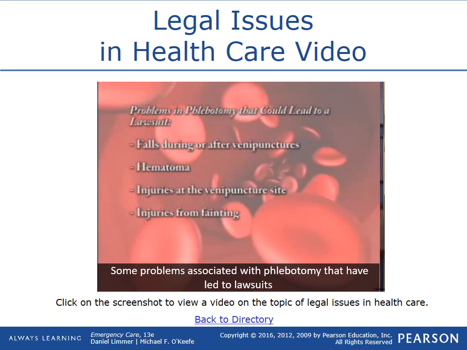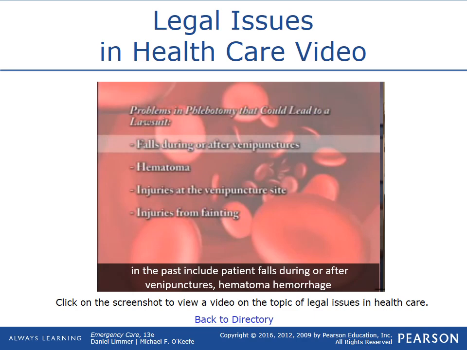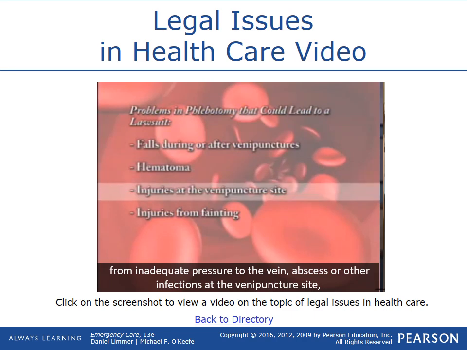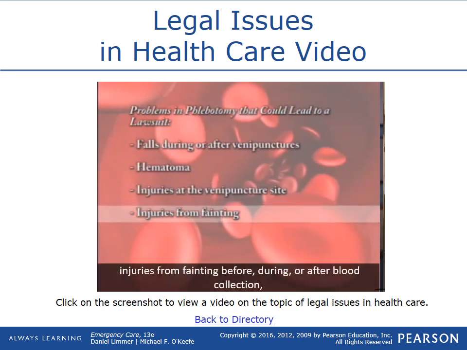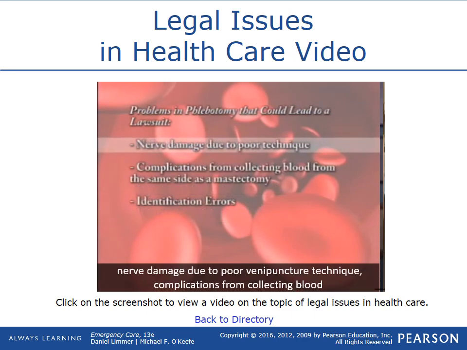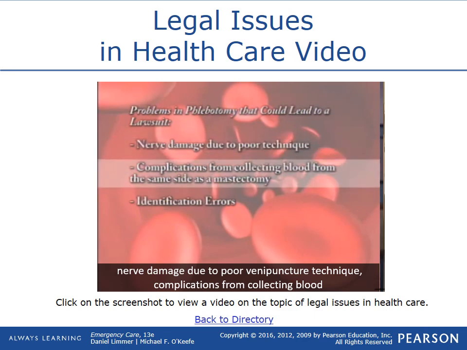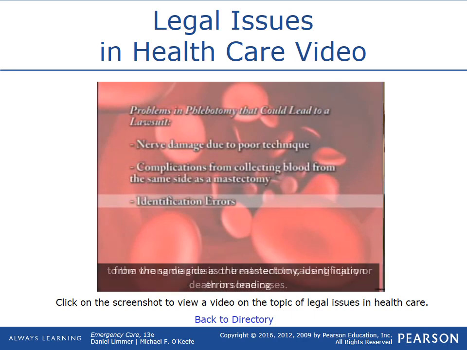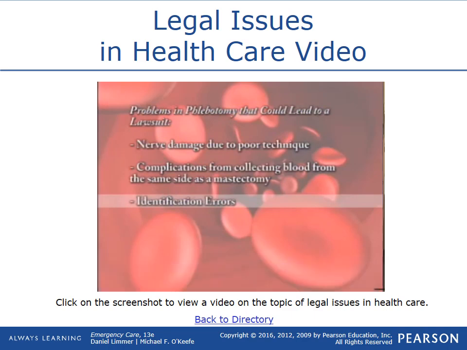Some problems associated with phlebotomy that have led to lawsuits in the past include patient falls during or after venipunctures, hematoma, hemorrhage from inadequate pressure to the vein, abscess or other infections at the venipuncture site, injuries from fainting before, during, or after blood collection, nerve damage due to poor venipuncture technique, complications from collecting blood from the same side as a mastectomy, identification errors leading to the wrong diagnosis or treatment causing injury or death in some cases.